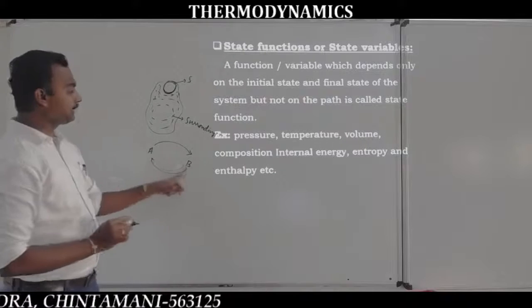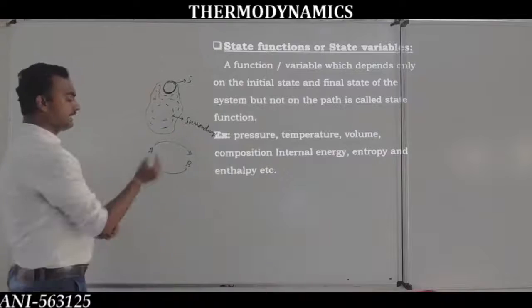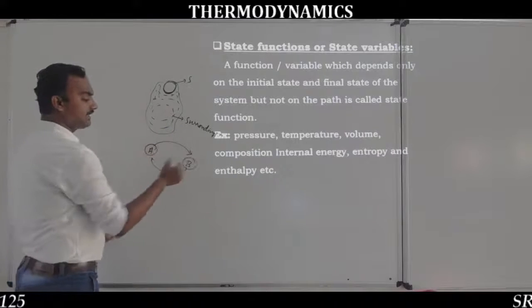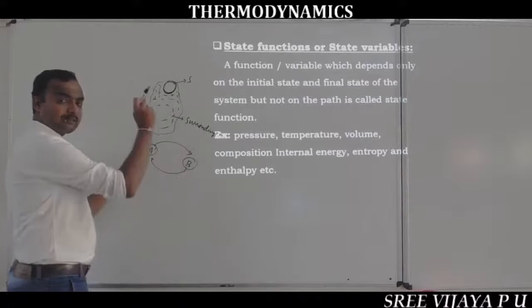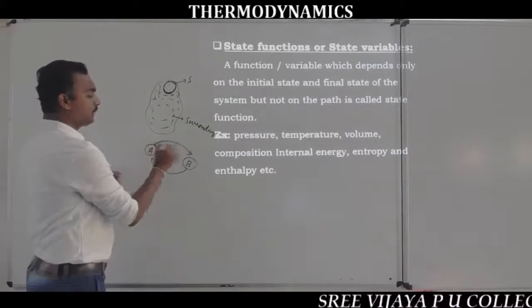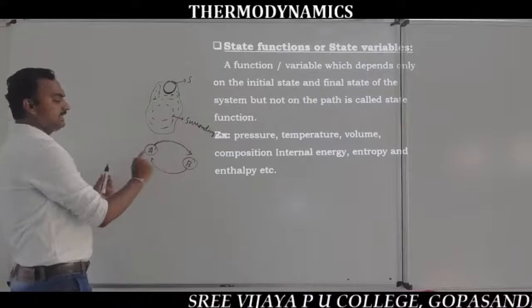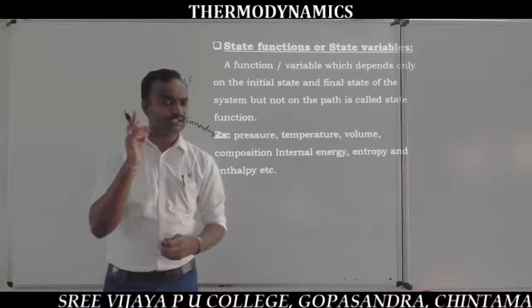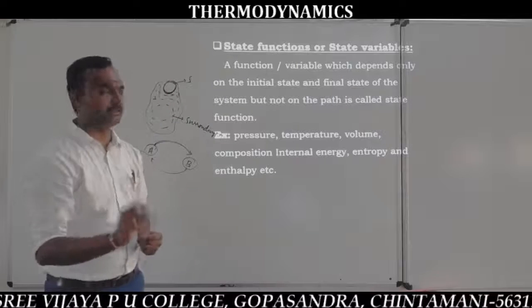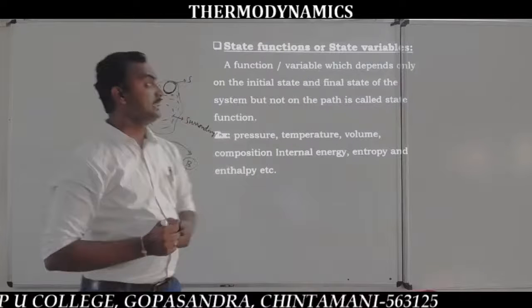So for the system going from A to B, it should be a function or a variable which depends only on the initial state. Initial state is A and final state is B. So that variable should depend on the initial and final states A and B. But through which path the variable changes does not matter. Going from here to here, the path can be anything, but if the property depends only on the initial and final state, that is what we call a state function or state variable.